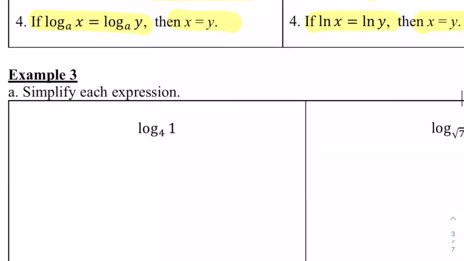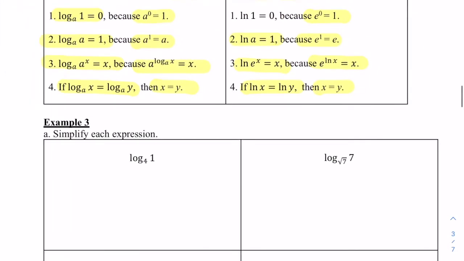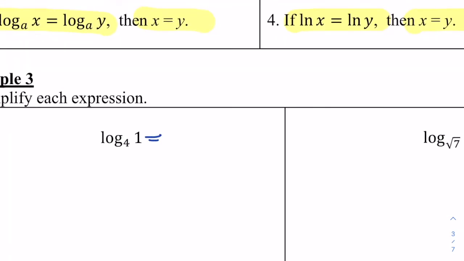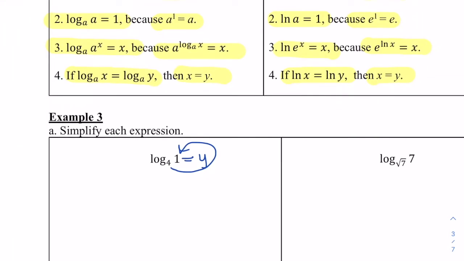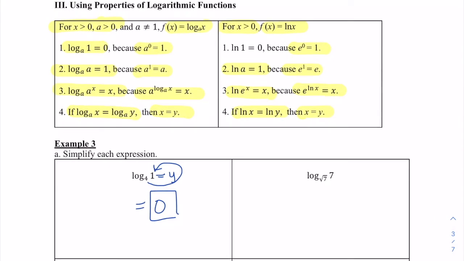All right, so let's simplify these. Some of these are going to be very fast, so you don't need to rewrite them. But if you do not know them, you can always set them equal to y and rewrite them into exponential form. But we know 4 raised to the 0 power would give us 1. Because 4 is greater than 0, and then 4 raised to the 0 is 1.